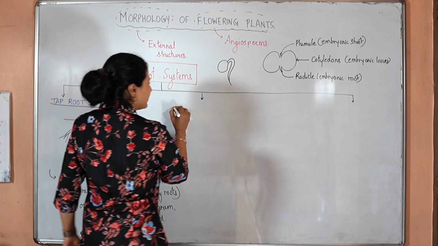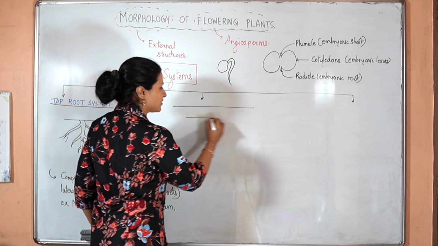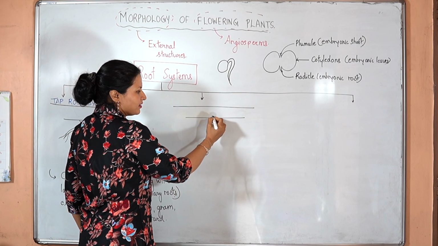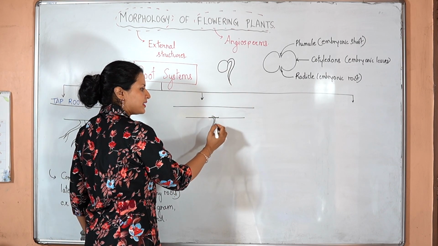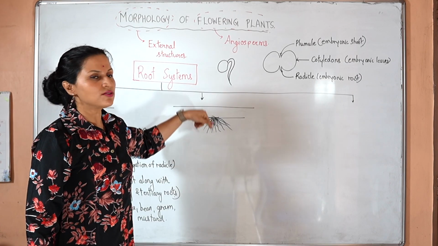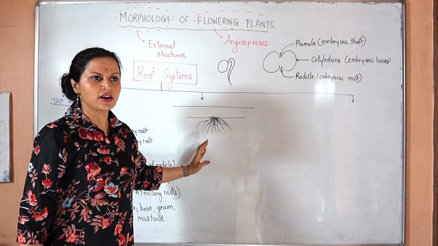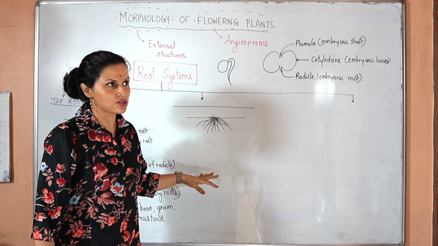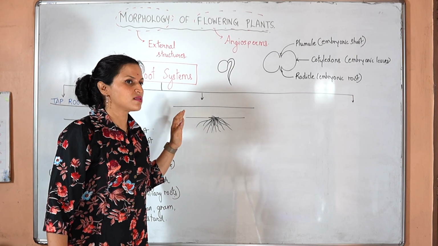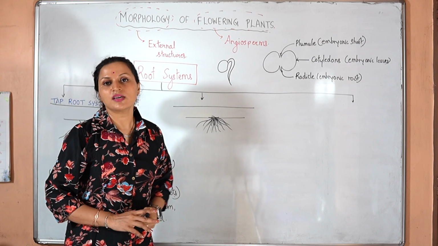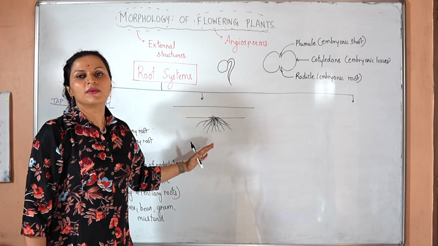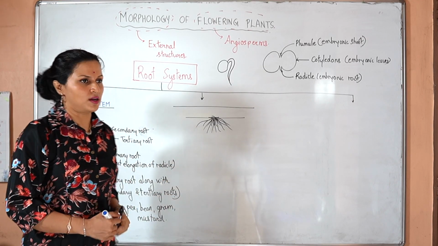Then we move on to the second type of root system. In this case, the radicle emerges from the seed in this manner, but the radicle degenerates quickly. The primary root, that is the radicle, is very short-lived and it is replaced by a number of fibrous roots which arise from the base of the stem. Such a root system is known as a fibrous root system. It is mainly found in monocot plants.